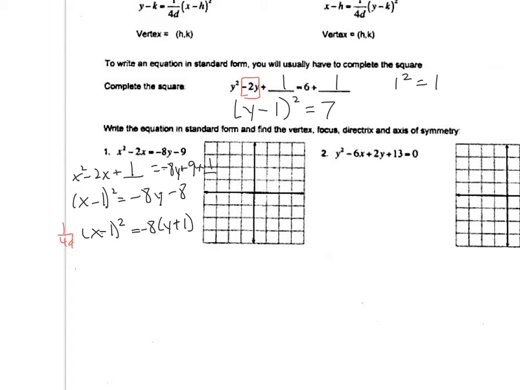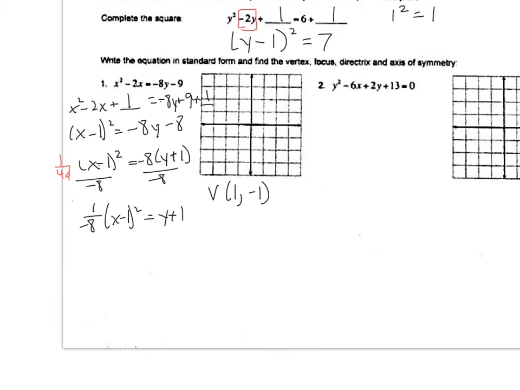So in order to make that happen, I'm going to divide both sides by negative 8. And I'm going to write this as 1 over negative 8 times x minus 1 quantity squared is equal to y plus 1. And so now when you're doing the vertex, you want the opposite of each part, and make sure you put it xy. That doesn't mean left right, it means xy. It might not be left right. So the opposite of negative 1 is 1, and the opposite of positive 1 is negative 1. So there's our vertex. Now we also have that negative 1 over 8, which represents 1 over 4d.